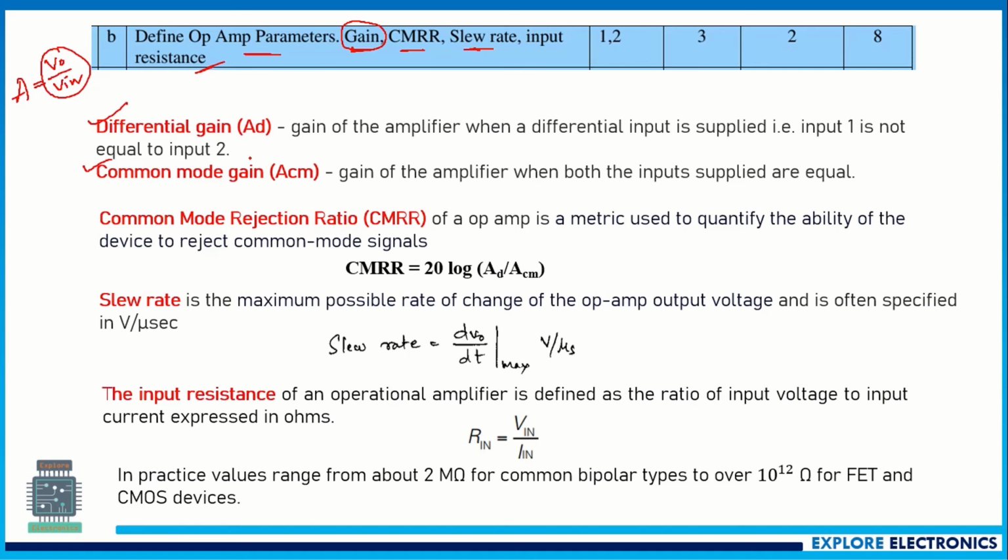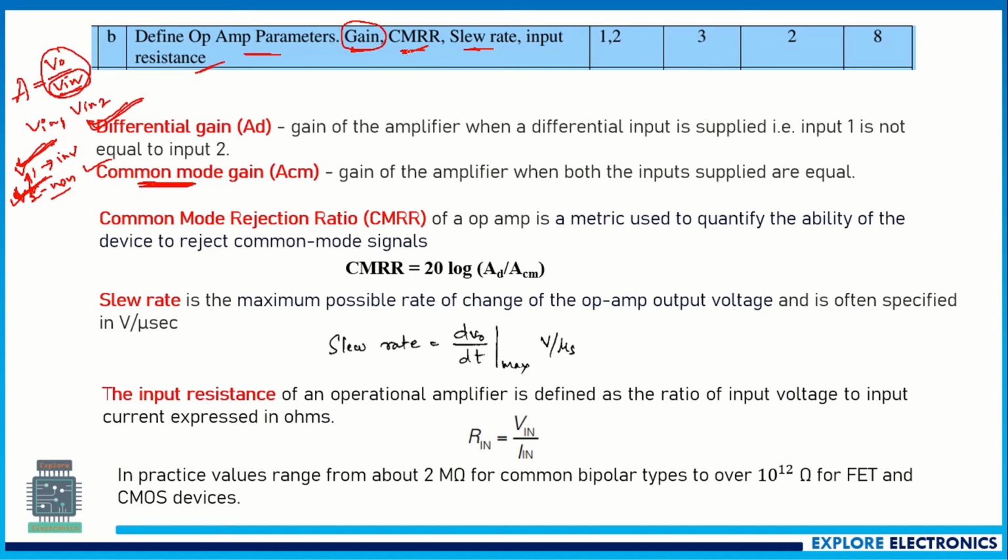The differential gain and the common mode gain: when there are two inputs in the op-amp, this Vin will be of two types, Vin1 and Vin2, or we can consider it as V1 at the inverting terminal and V2 at the non-inverting terminal. The difference between these two exists, meaning V1 is different and V2 is different. We call that the gain of the differential inputs. When the two inputs V1 and V2 are the same, the same voltage we are applying, meaning these two are equal, then we say the gain we measure is the common mode gain.